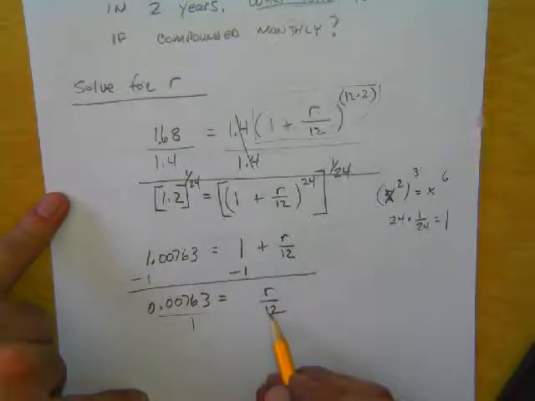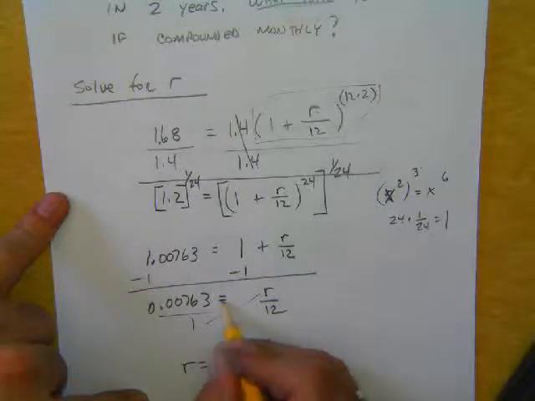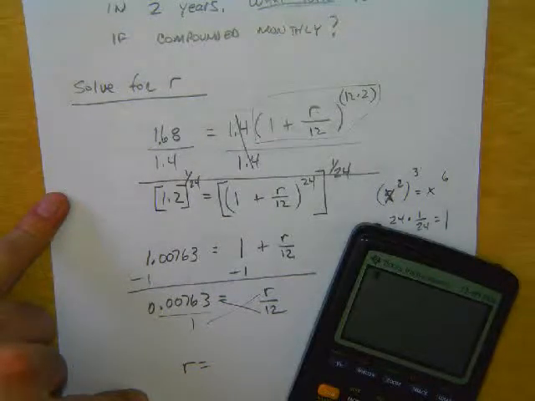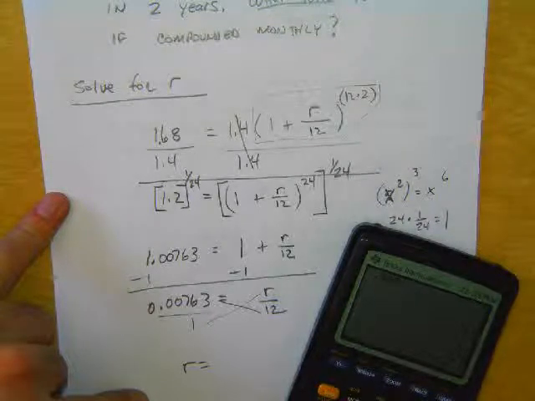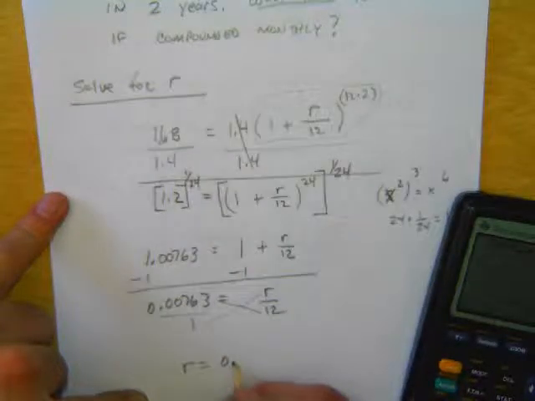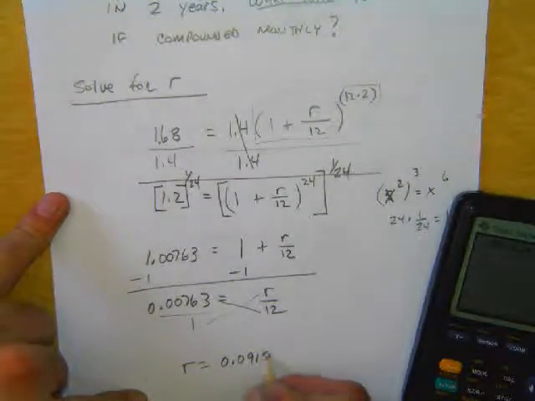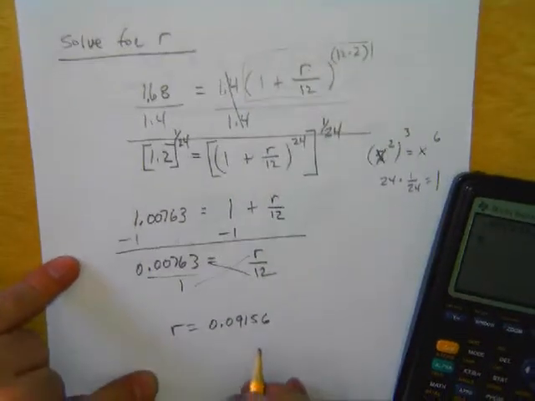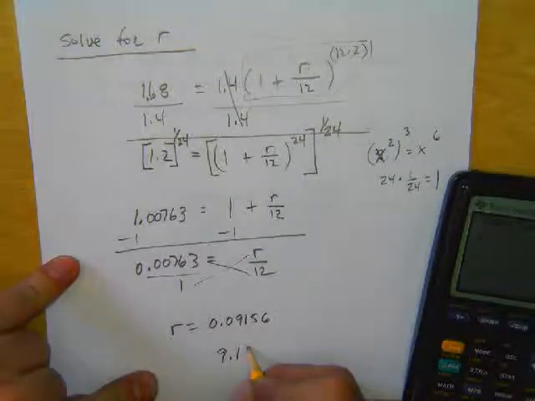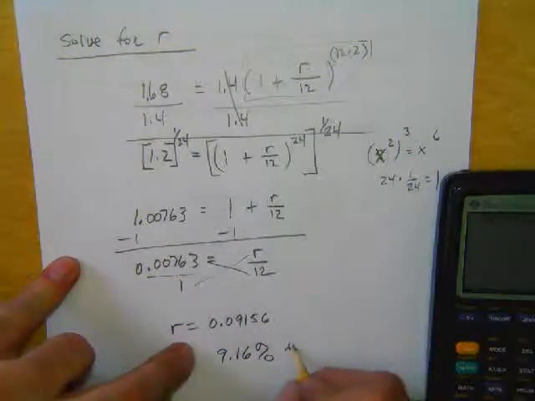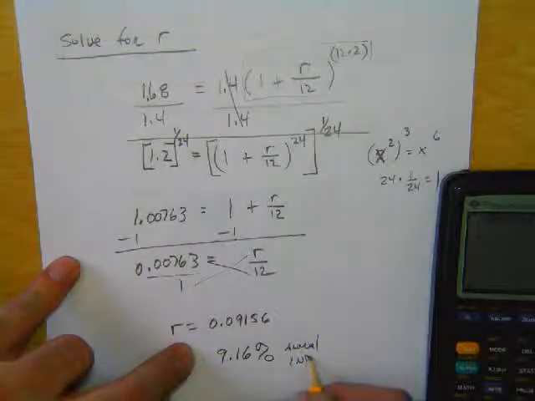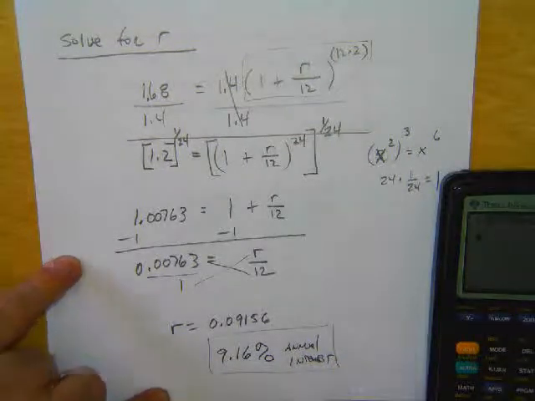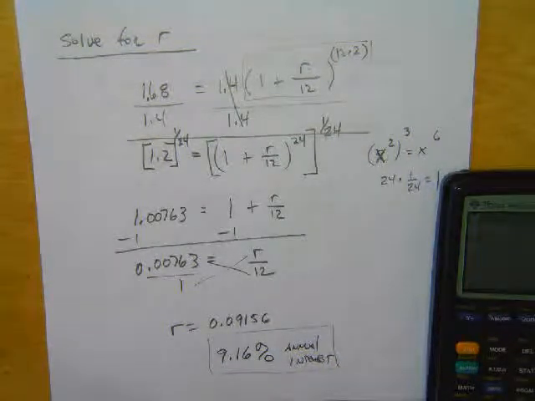And if we want to solve for R, we can just cross multiply, and let's see, 0.00763 times 12 is 0.09156. So we are going to need 9.16% annual interest rate in order to see our 1.4 million grow into the 1.68.